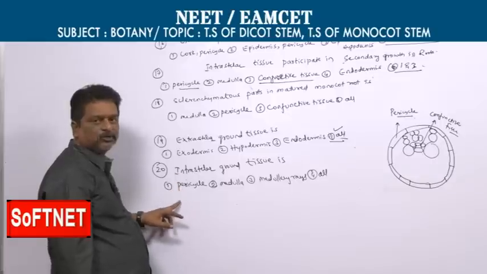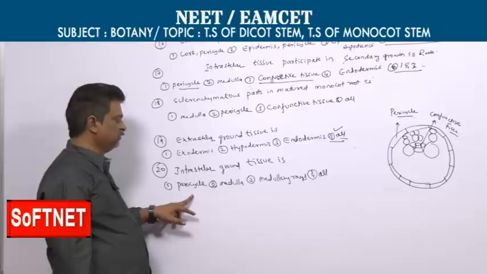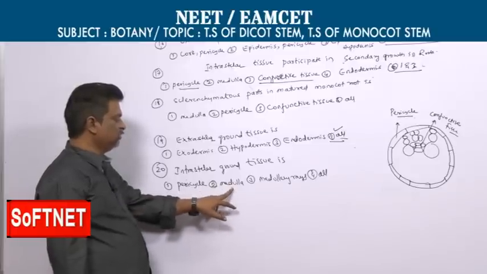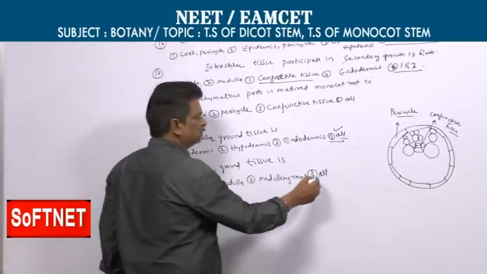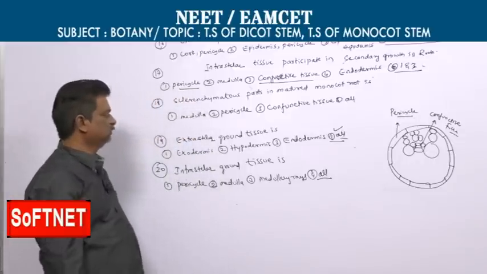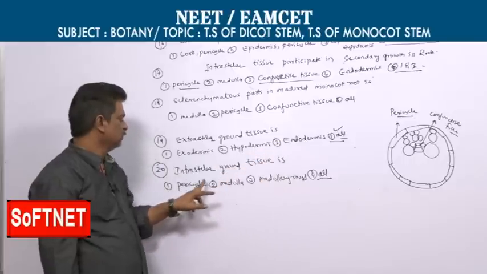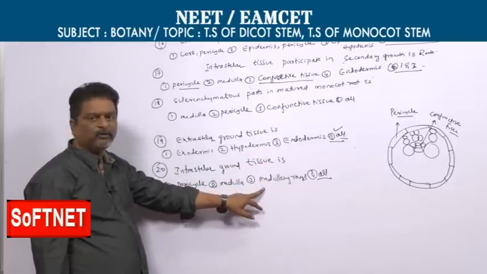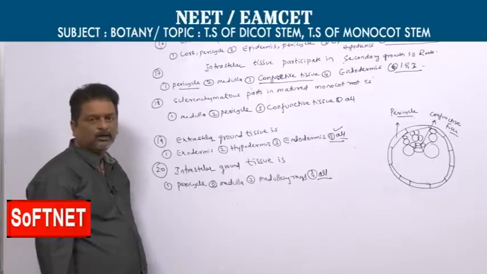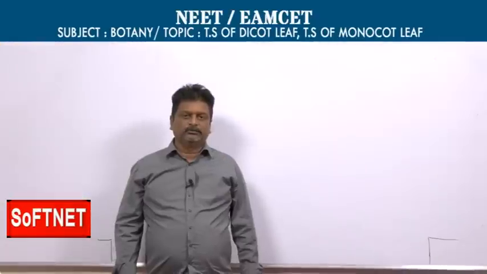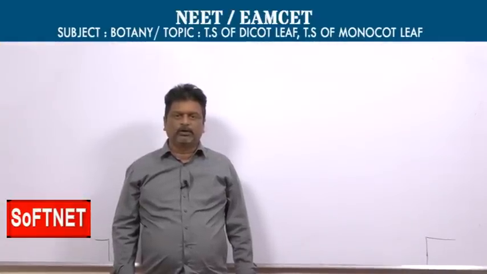Next one: intrastellar ground tissue. Intrastellar ground tissue means within the stele. Within the stele, which tissues are present? Pericycle, medulla and medullary rays. So these three are present within the stele, so they are intrastellar ground tissue. Generally, ground tissues are parenchymatous. So all these are made up of what? Parenchyma. So these are extrastellar and intrastellar ground tissues.